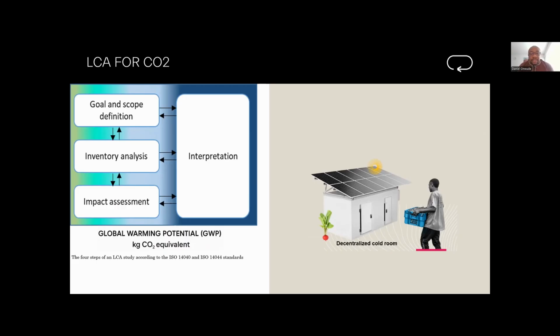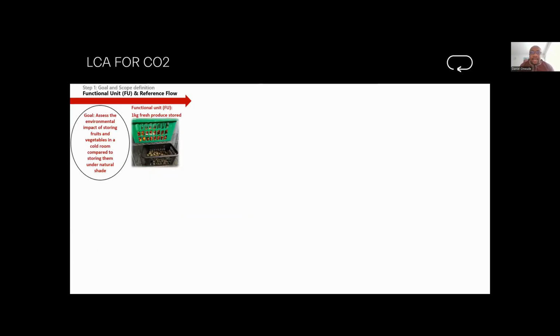Great. Now let's look at the steps that we use for this approach. The first step, as I said, is defining the goal and scope. For our study of our solution, our goal here is very specific, right? Which is to assess the greenhouse gas emissions from storing fruits and vegetables in solar-powered cold rooms compared to storing without a solar-powered cold room.